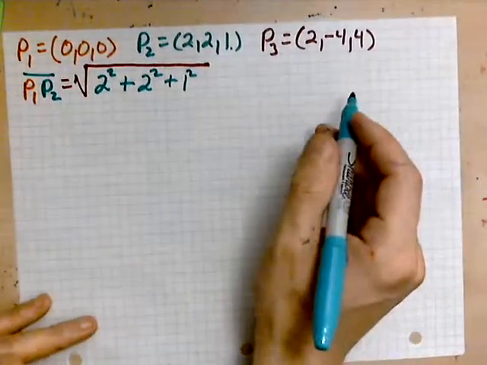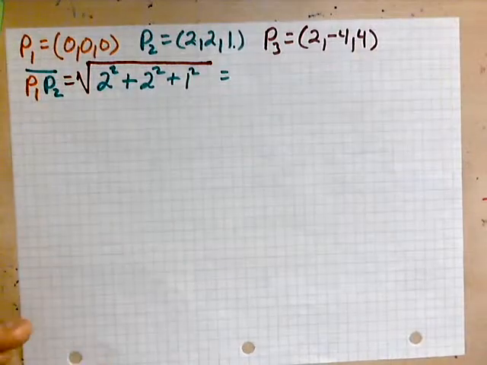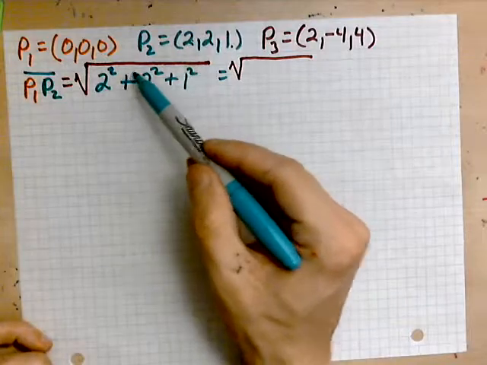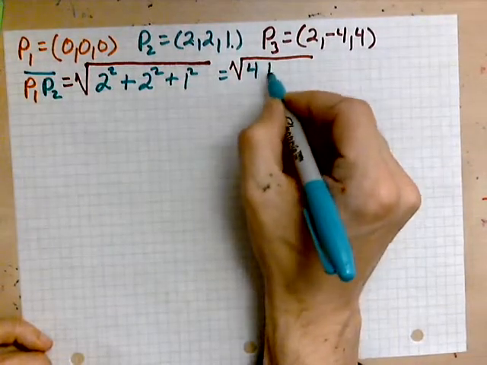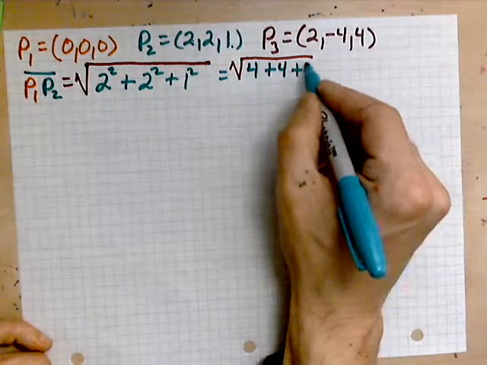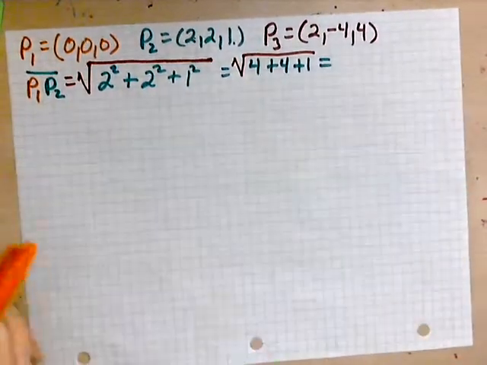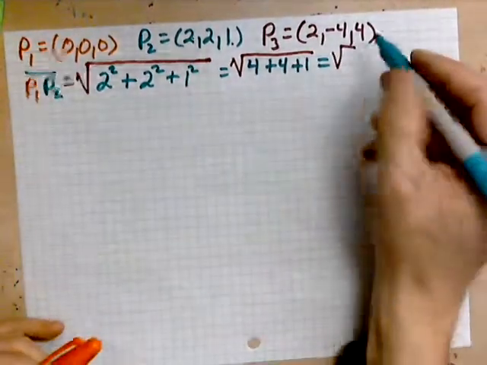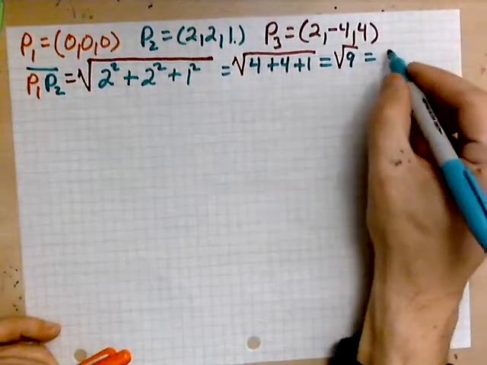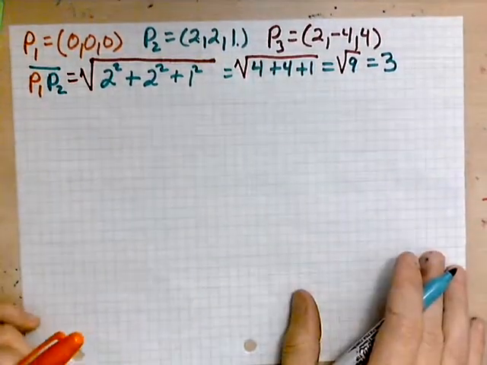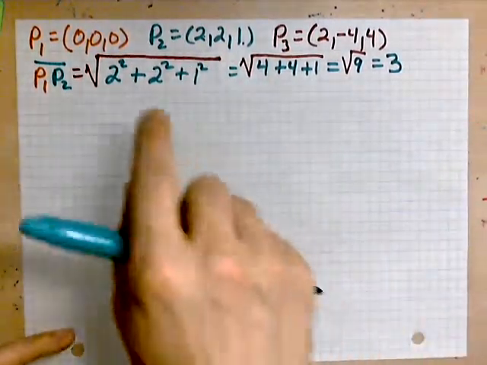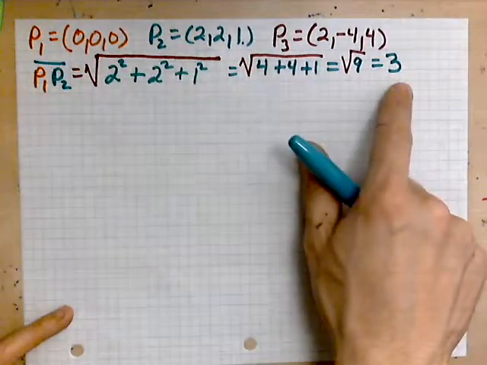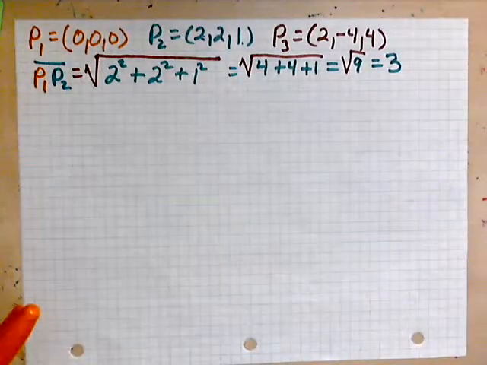Now we simplify this expression, so we have the square root of 2 squared, which is 4, plus 4 plus the 1. So all of this now equals the square root of 9, which of course is equal to 3. So one of the lengths of our triangle, the one connected between P1 and P2, is equal to 3. That's one of the legs of our triangle.